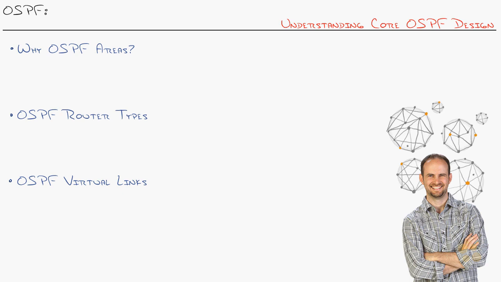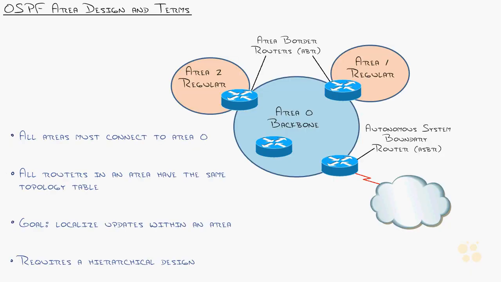Understanding core OSPF design. OSPF is the most popular interior gateway routing protocol in the world. So it would definitely behoove us to take some time to understand the design behind OSPF and why things are the way they are. When you start setting up OSPF, the first area you must create is area 0, the backbone of your system. And all routers go into that. Essentially, as you configure them, you put them in area 0. And that simply means that all those routers will have the same topology table.